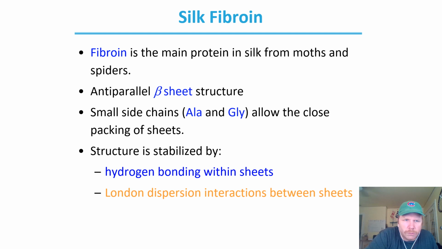I'm going to go ahead and draw an anti-parallel sheet. That's going to look like this. And the reason is we've got parallel hydrogen bonds. It's got a bunch of small side chains, alanine and glycine, that allow close packing of these sheets next to one another. The structure is stabilized by hydrogen bonding between those sheets and London dispersion interactions between those sheets.